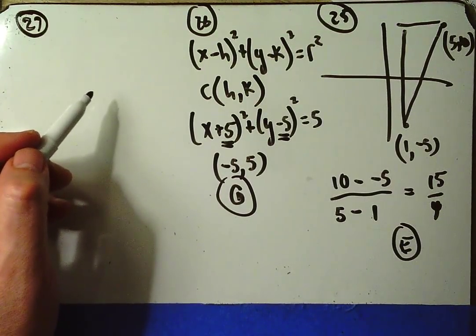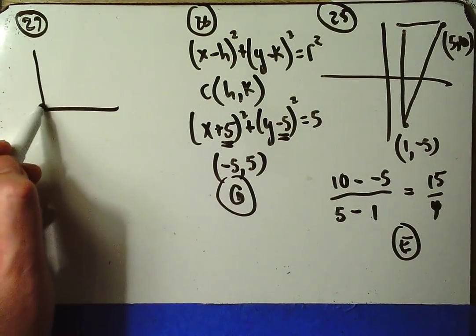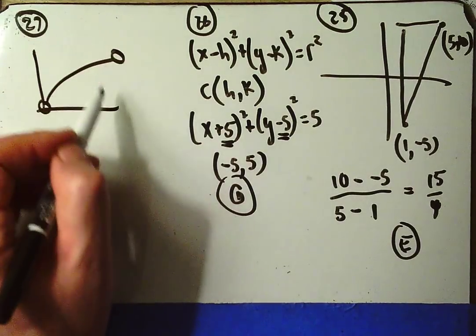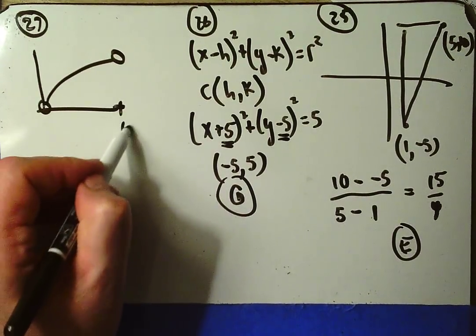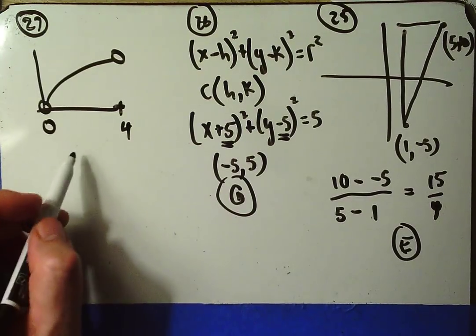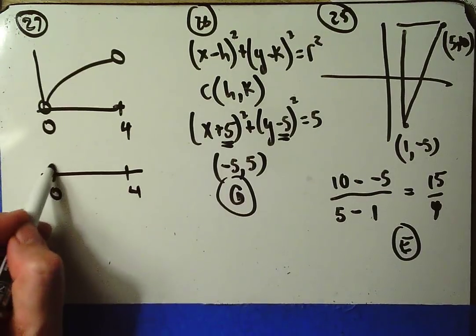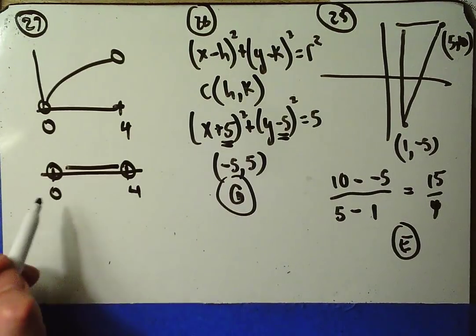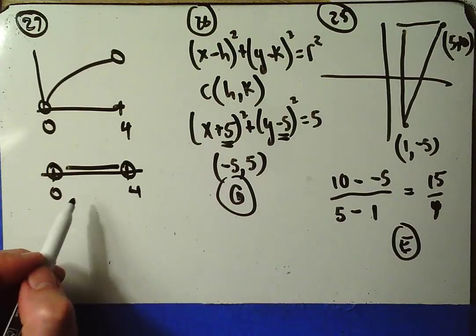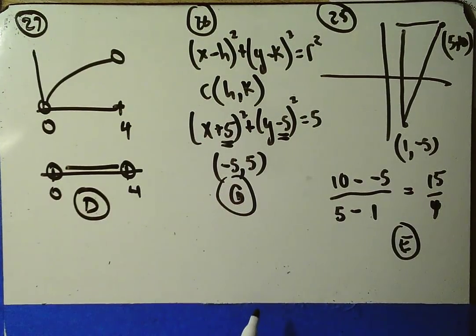27 says, which of the following best describes the domain of the function? Well, when I look at this picture, I notice that I'm not including 4 and I'm not including 0. So I want all the numbers in between 0 and 4, but not 0 and 4. Well, that to me looks like choice D, numbers in between 0 and 4 in set notation.